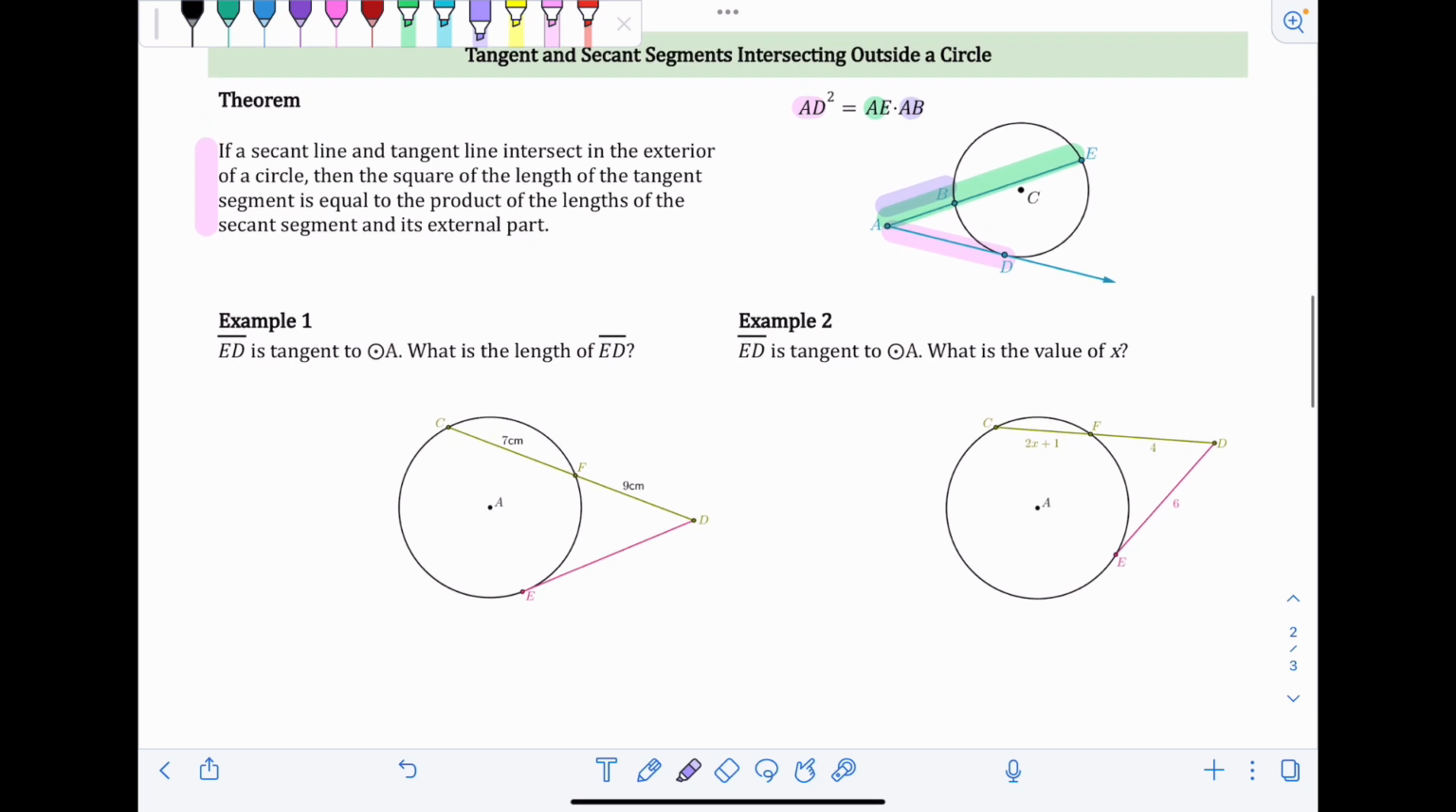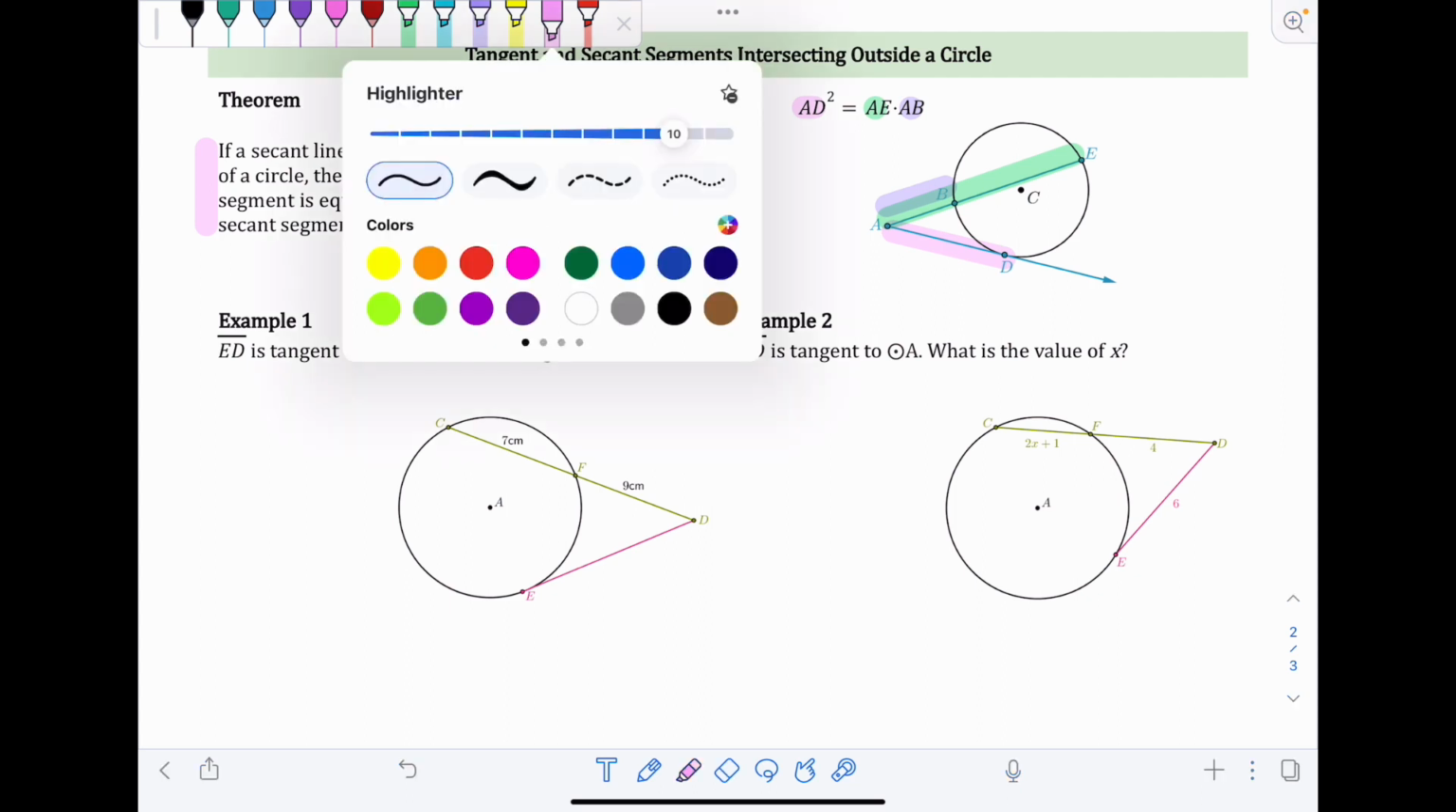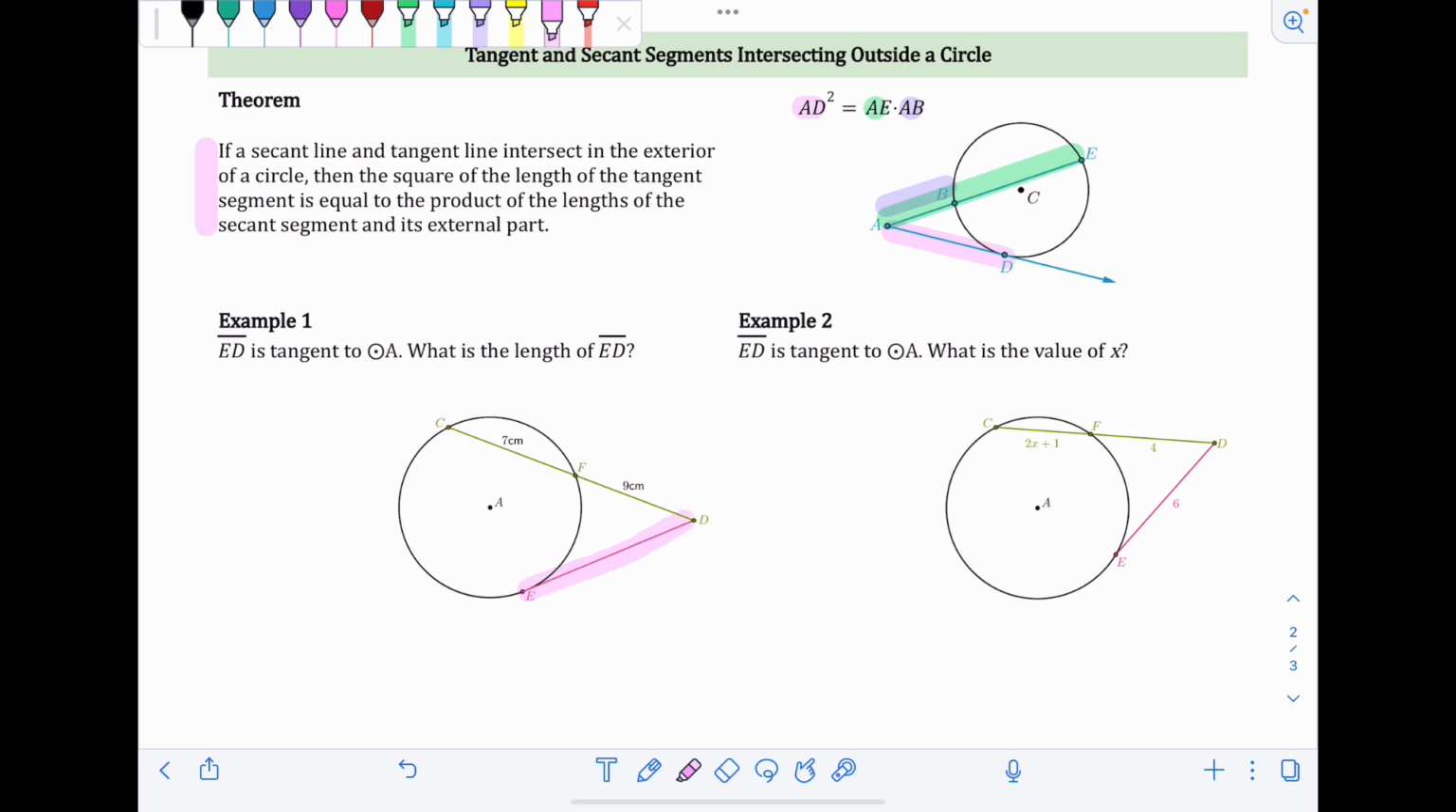So example 1, I'm going to leave it zoomed out just so we can see this picture as a reference. Example 1 says segment ED is tangent to circle A. What is the length of ED? So we're trying to find the length of ED right here. I'm going to label it as X. And since that is the tangent segment to the circle, that's the part that gets squared. So I'm going to add a little note in here that this is coming from the line that's tangent.